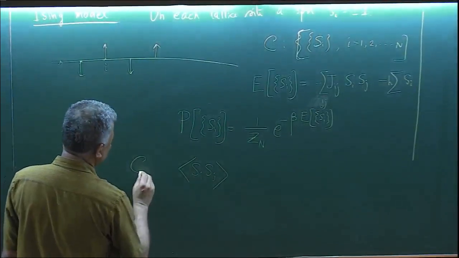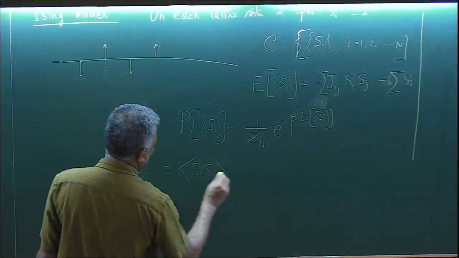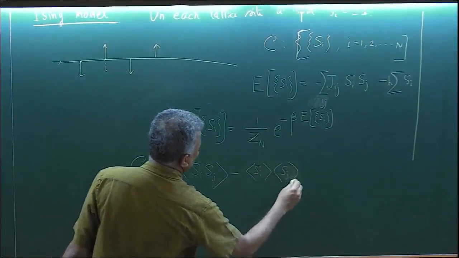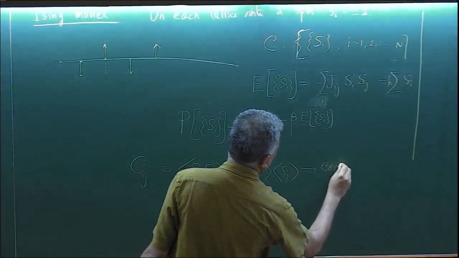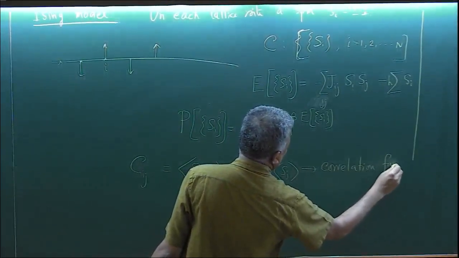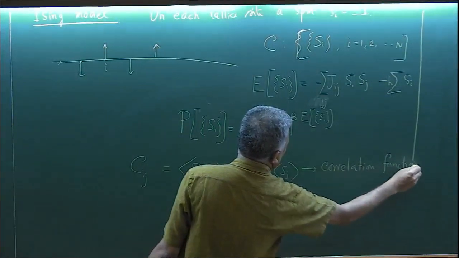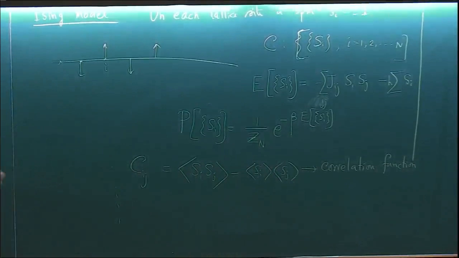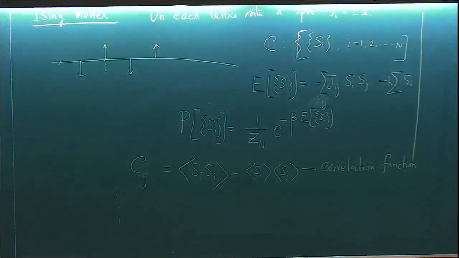C_ij, maybe the connected component, the spin correlation function. This is one observable in the Ising model. Then there are many other observables, right? Most of you have studied this in your stat-mech courses, and we know that this is not always easy.